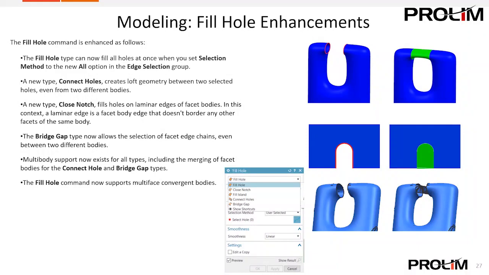Next on our agenda, we'll be looking at some modeling here. We'll go into the fill hole enhancements. We'll go through this list over here that I have on my PowerPoint slide. The biggest difference now with connected holes is we have some selection area that allows us to pick some different settings. And additionally on top of that, now when you bridge gaps and things like that, it will take 2 different bodies and actually combine them together.